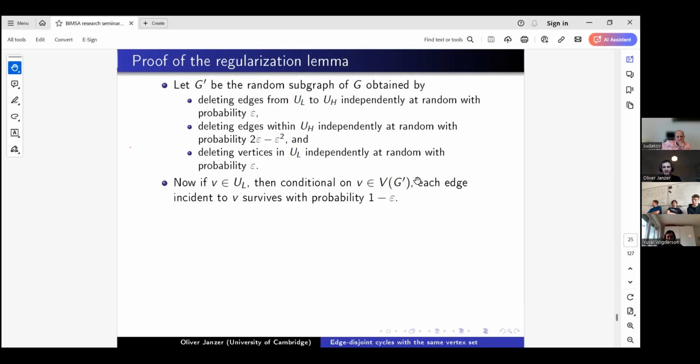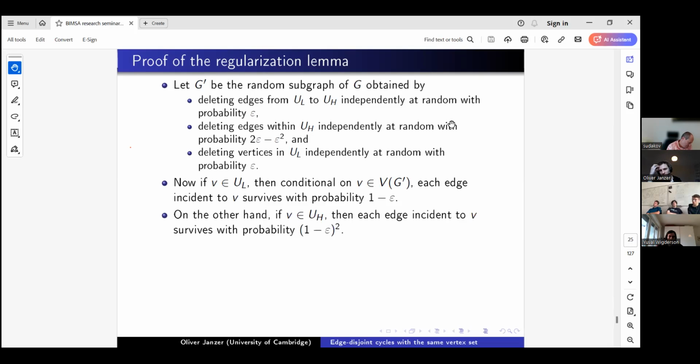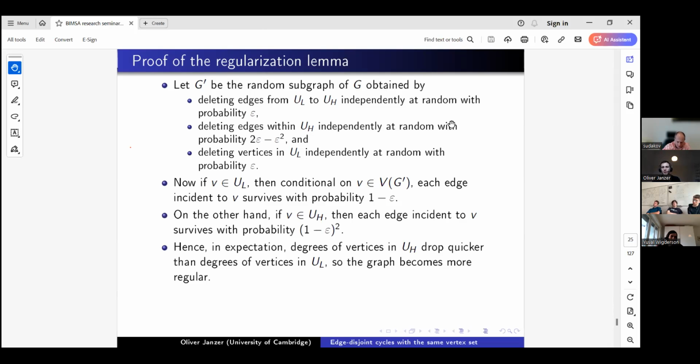And well, I don't really have time to go through this check, but the crucial thing here is that conditional on a low degree vertex surviving, its degree on expectation drops by a factor epsilon. So each edge incident to a low degree vertex survives with probability 1 minus epsilon. However, each edge incident to a high degree vertex survives with a smaller probability. So the degrees of high degree vertices will drop quicker than the degrees of low degree vertices. So the graph will become more regular.